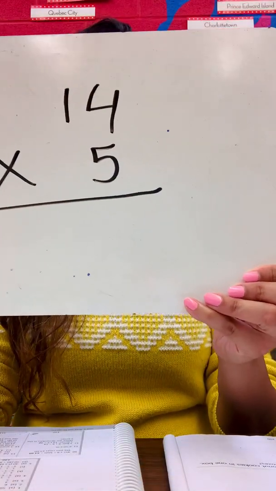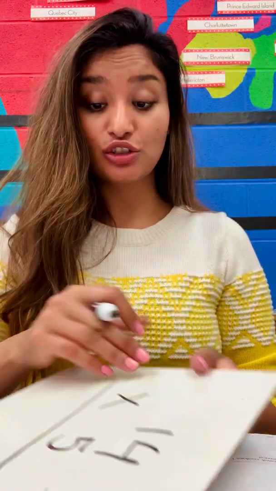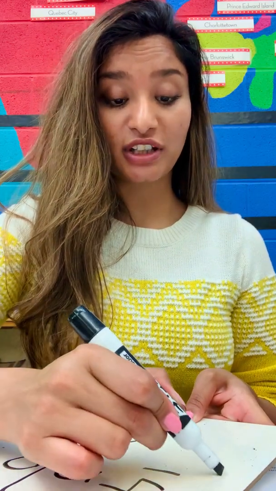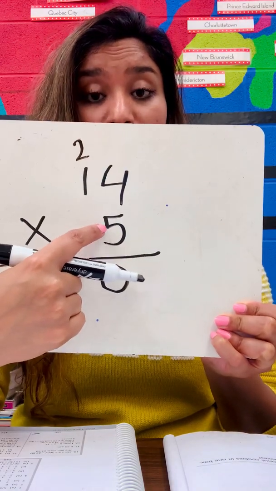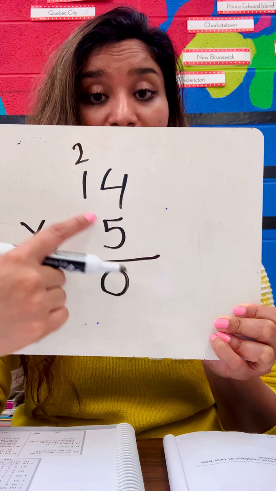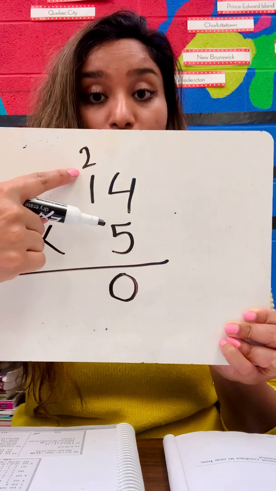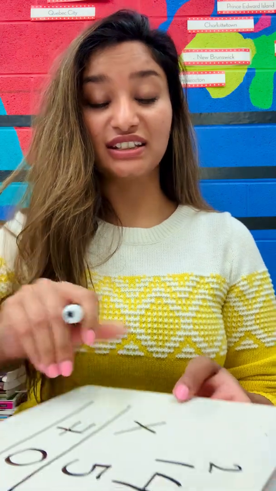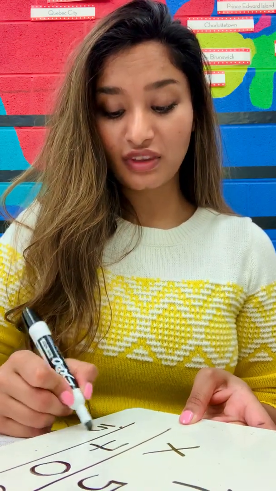I begin with 5 times 4 gives me 20. So I write my 0 down. I carry my 2 at the top. Now I'm done multiplying my 5 to my ones. I need to multiply my 5 to my tens. 5 times 1 gives me 5 plus 2. That gives me 7, right? So 7. That means how many cookies are there in 5 boxes? 70 cookies in 5 boxes.